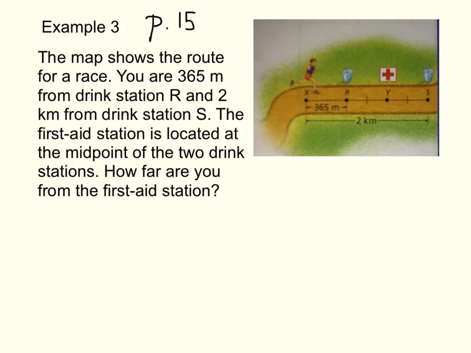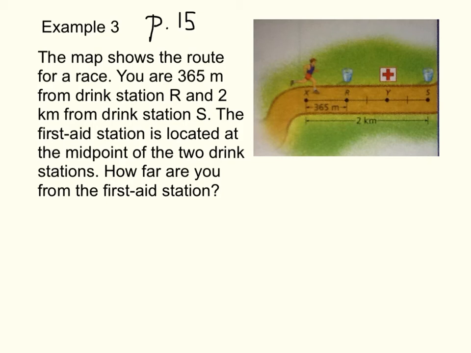We are now on example 3. Now example 3 is on page 15 in your book. So if you would like to write it down, you may. However, you can just write down page 15 instead, and then write all your work. You still need to write the work down. So in this example, it says that the map shows the route for a race. You are 365 meters from drink station R and 2 kilometers from drink station S. The first aid station is located at the midpoint of the 2 drink stations. How far are you from the first aid station?